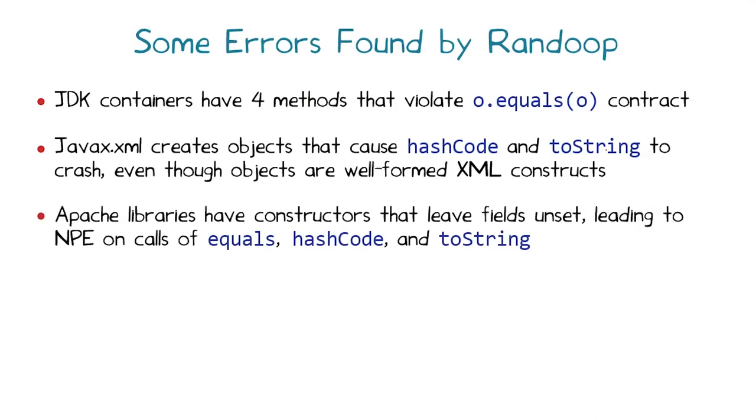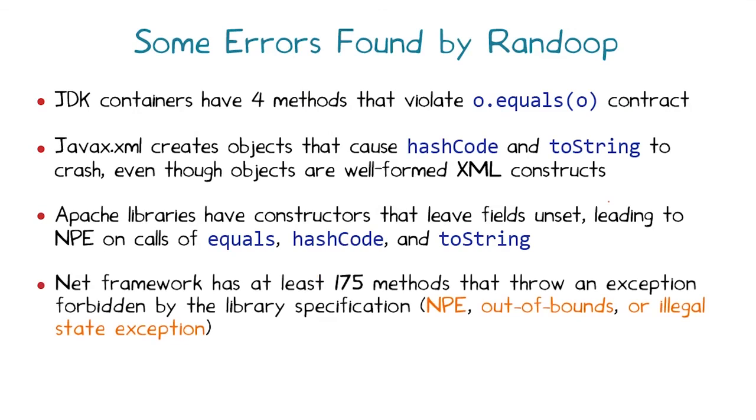In the Apache libraries, Randoop revealed constructors that leave fields uninitialized, leading to null pointer exceptions on calls to equals, hashcode, and toString methods. Randoop also found many errors in the .NET framework. This includes at least 175 methods that throw an exception forbidden by the library specification, such as a null pointer exception, an array out of bounds exception, or an illegal state exception.